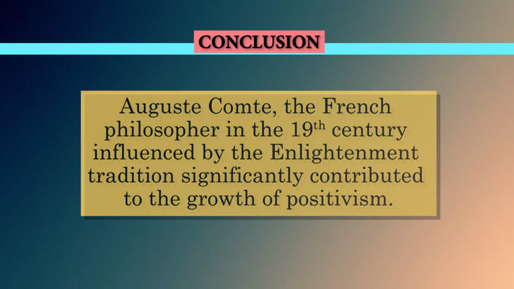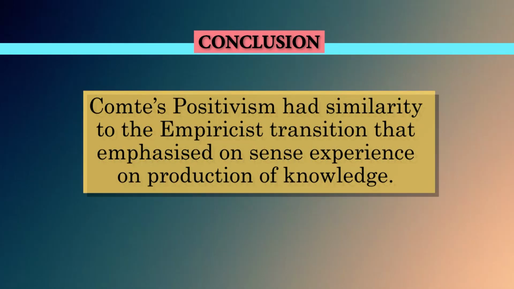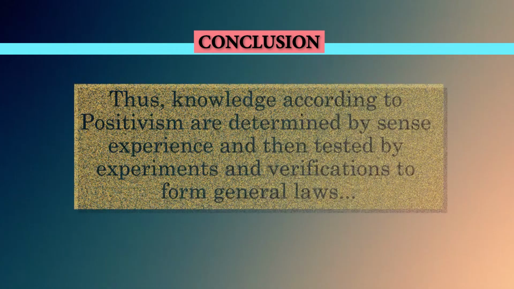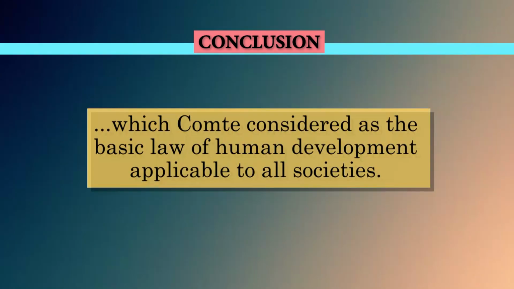Auguste Comte, the French philosopher in the 19th century, influenced by the Enlightenment tradition, significantly contributed to the growth of positivism. Comte favored application of universal laws connected to man in social sciences and believed that what was applicable to one society would be applicable to others. Comte's positivism had similarity with the empiricist tradition that emphasized sense experience in the production of knowledge. Thus, knowledge, according to positivism, is determined by sense experiences and then tested by experiments and verifications to form general laws, which Comte considered the basic law of human development, applicable to all societies.